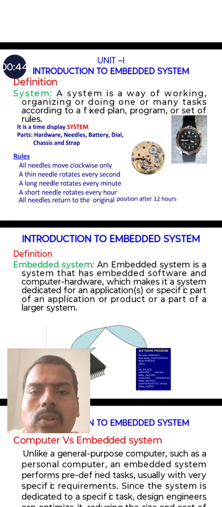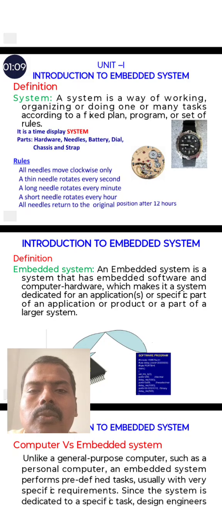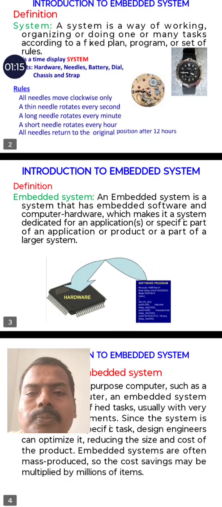The wristwatch is working under a fixed program, like the rules given below. Needles are moved clockwise only. A thin needle rotates every second. A long needle rotates every minute. A short needle rotates every hour. All the needles return to the original position after 12 hours. So this is fixed. There is no change in the set of rules. So this is the example for a system.